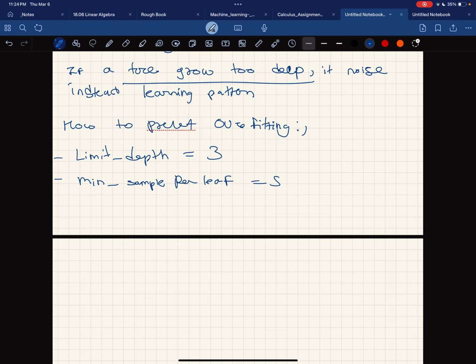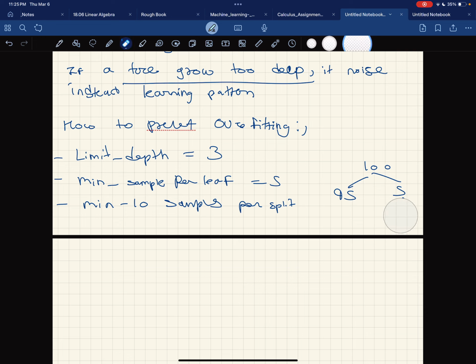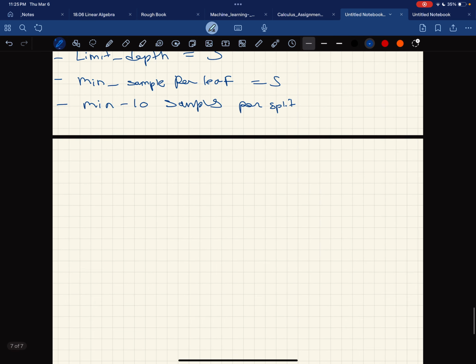And we will also make sure that there should be at least a minimum of 10 samples per split. So if I have 100 examples, 5 and 95, it should not split this data. It should stop splitting that data, to prevent overfitting. So that's basically overfitting and pruning in the decision tree. Hope it helps.